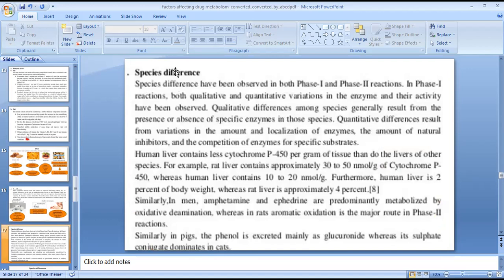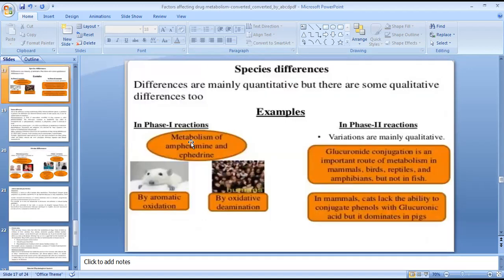Now, species difference. Species difference is about what type of species we are talking about, whether it is an animal or a human being. These differences are mainly quantitative, but there are some qualitative differences also.